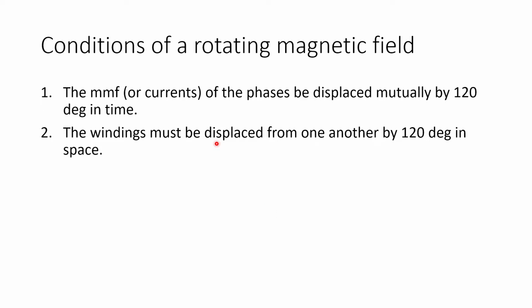Now let us see. First, look at the conditions of a rotating magnetic field. What are the necessary conditions required so that we can get a rotating magnetic field inside an electrical device? The first condition says that the mmf or the currents of the phases be displaced mutually by 120 degrees in the time scale, and the second condition says that the windings must be displaced from one another by another 120 degrees in space. So remember, the first one talks about time and the second one talks about space.